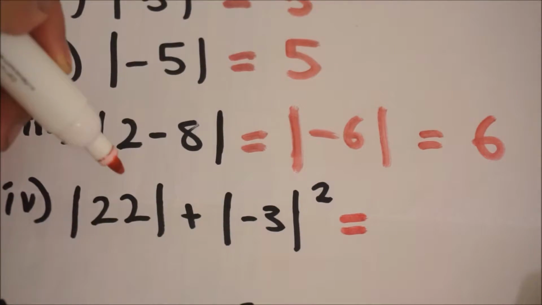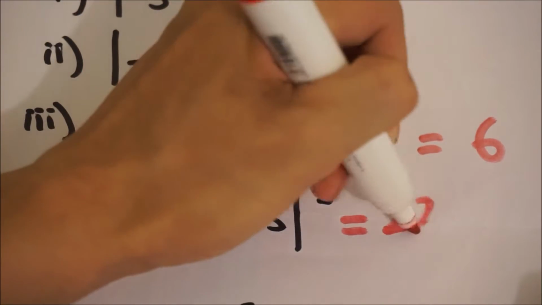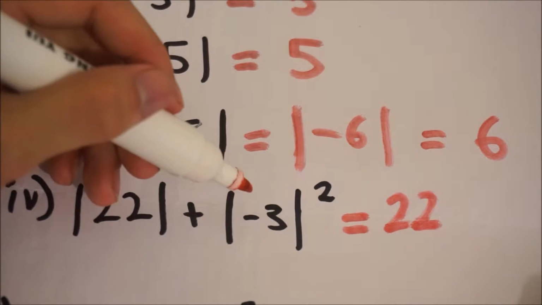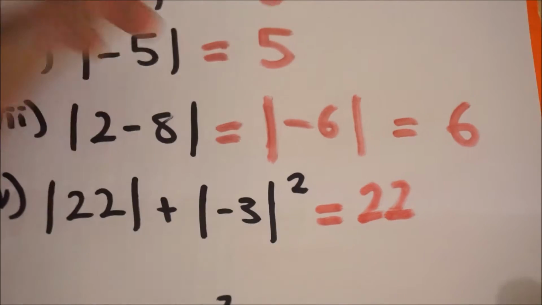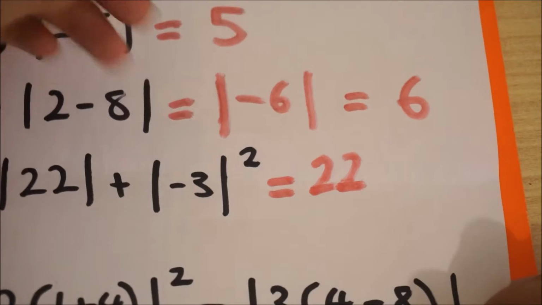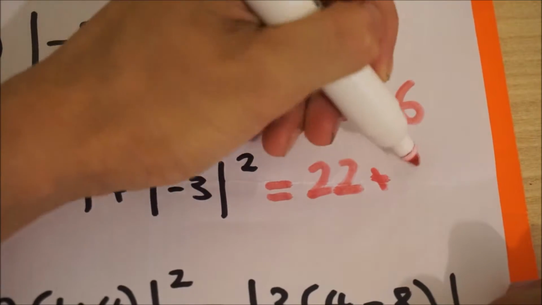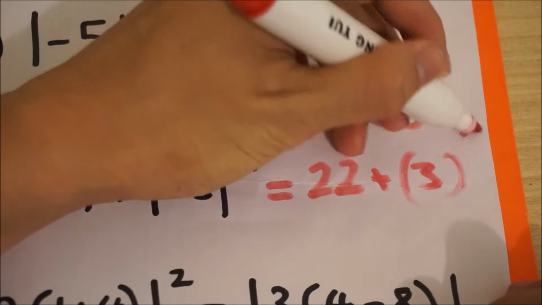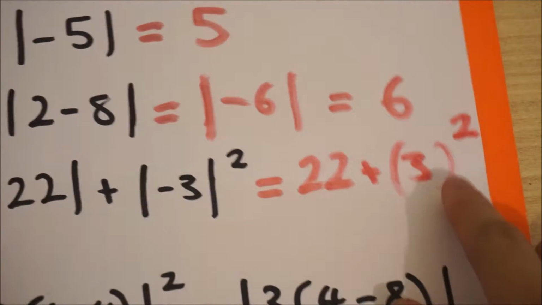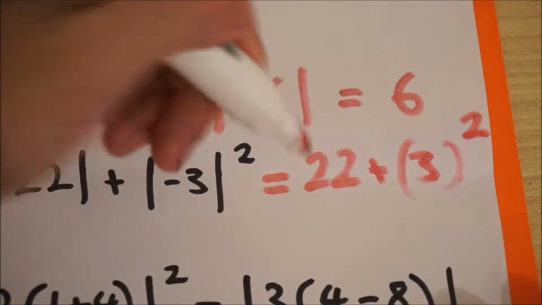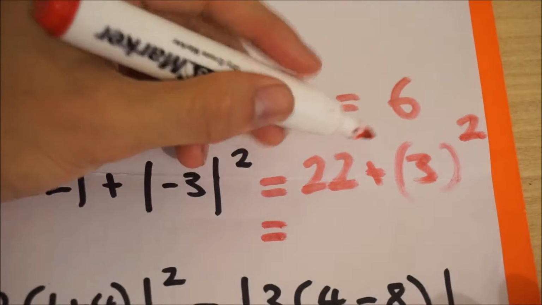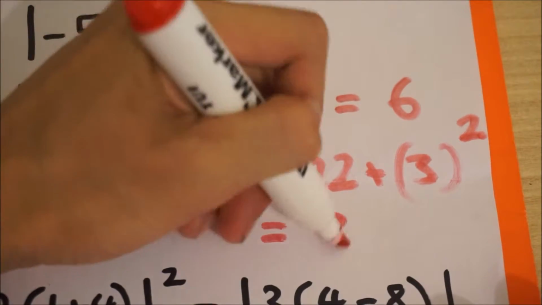So the absolute value of 22 is positive, I just write that. And here I've got negative 3. What I want to do here first is apply the absolute value, so negative 3 will become positive 3. But I want to keep the index here, so it's still squared, which just becomes 22 plus 9, which is 31.